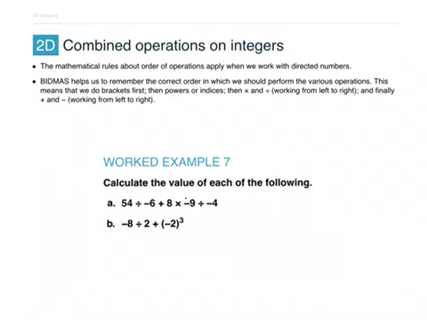So basically, what do we do first? When we have a mixed operation, such as these examples here, we do the brackets first, and then if there are any powers or indices, you do that. Then you do the multiplication or division, and if you have many of those, you work from left to right. And last but not least, you do the addition and subtraction. Again, if you have multiple addition and subtraction, you work from left to right. Okay, let's have a look at some examples here.